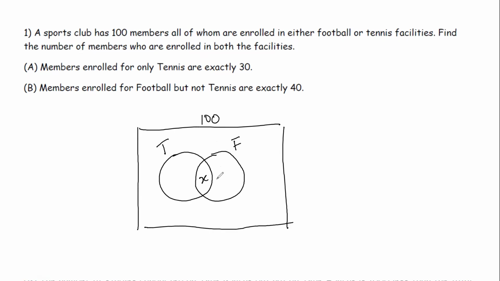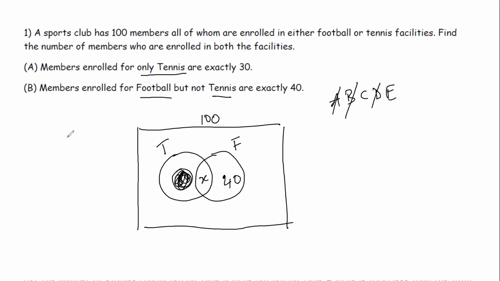Okay. So X is what we need to find out. Members enrolled for only tennis are exactly 30. So with that and X, we cannot find the information. So A is out, and so D is out. We look at the second information. Members enrolled football but not tennis are exactly 40. So remember, only tennis is this, and only football is this. When it says football but not tennis, it means football only. So that's 40. With that information, if we ignore the first one, that also doesn't give us the answer.